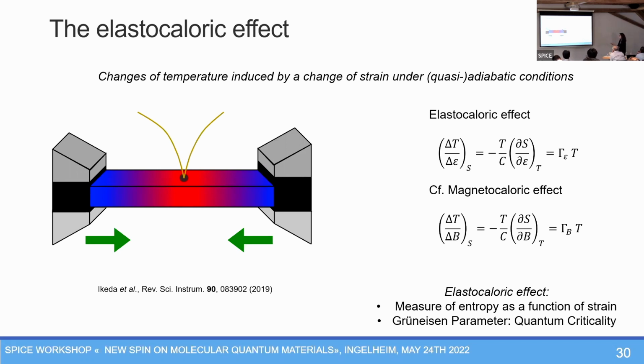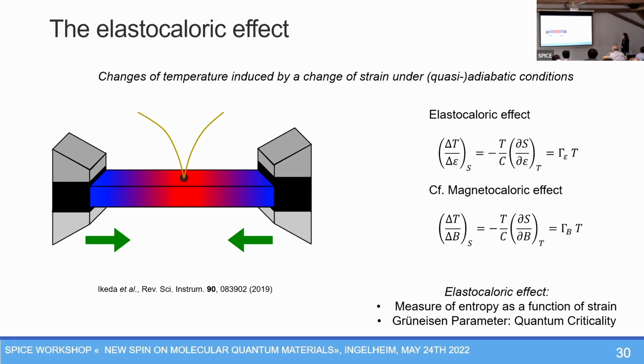And this to some extent is reminiscent of what might be more familiar to people, namely the magnetocaloric effect, where you use magnetic field to induce temperature changes. In this case it is related to the derivative of the entropy with respect to magnetic field. Both of these quantities are related to generalized Grüneisen parameters. So here, the strain Grüneisen parameter, and here, the magnetic field Grüneisen parameter. And so now obviously, if we can measure the elastocaloric effect, then we get a measure of the entropy as a function of strain. And in principle, we are all well aware that the Grüneisen parameter is a very important tool to quantify quantum criticality.